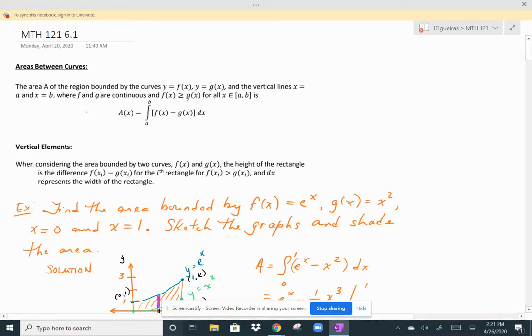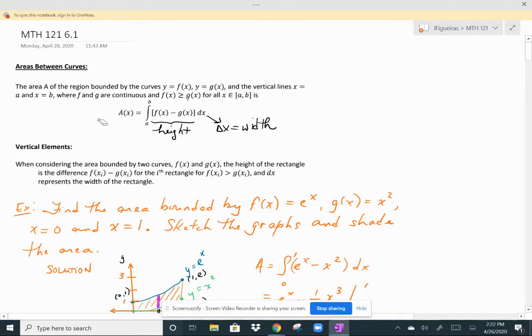When that's the case, you can compute the area with this integral. The area is the integral from a to b of f of x minus g of x dx. If you think back to the definition of the definite integral, which is the Riemann sum, the f of x minus g of x is what I would consider to be the height of a rectangle, and the dx is my width, or my delta x, which is the width of the rectangle.